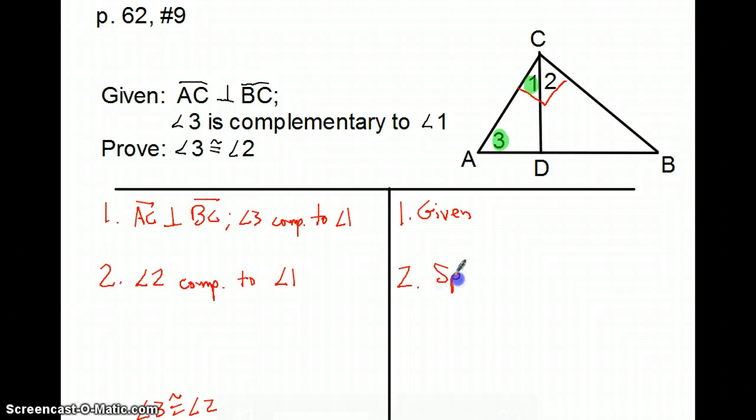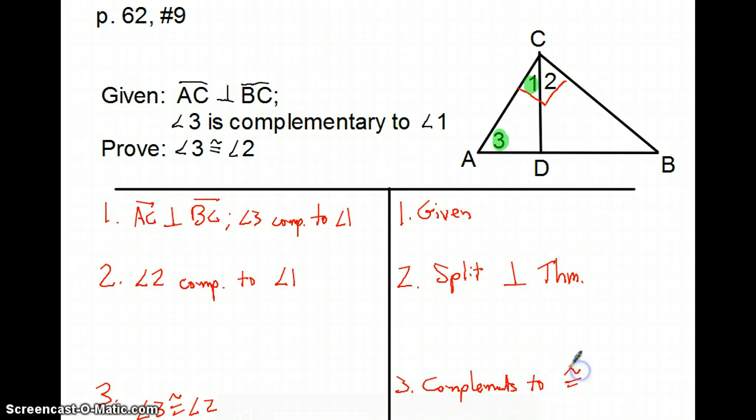That has a name. If you look at your menu, it's called the split perpendicular theorem. Isn't very popular, but this is what it's for. And now I've got the same story as last time. 2 and 3 are both complementary to the same angle, so they must be congruent to each other. That's the complements to congruence theorem, which is on the same page as the supplements to congruence. All right, that's it for the stuff in the book.